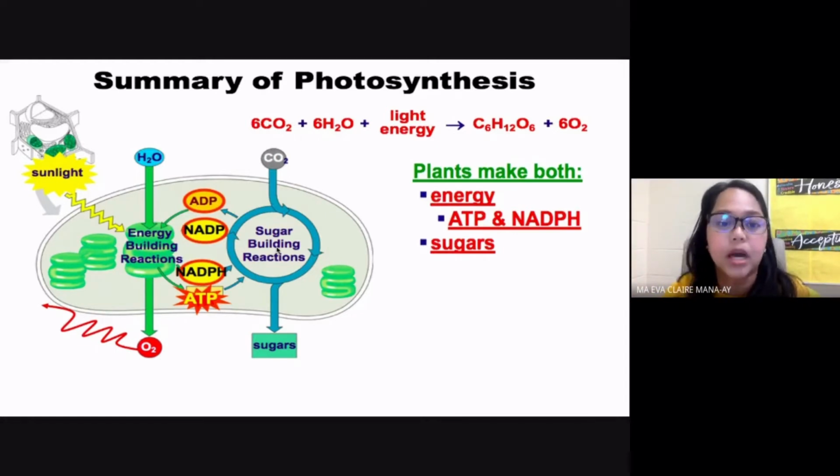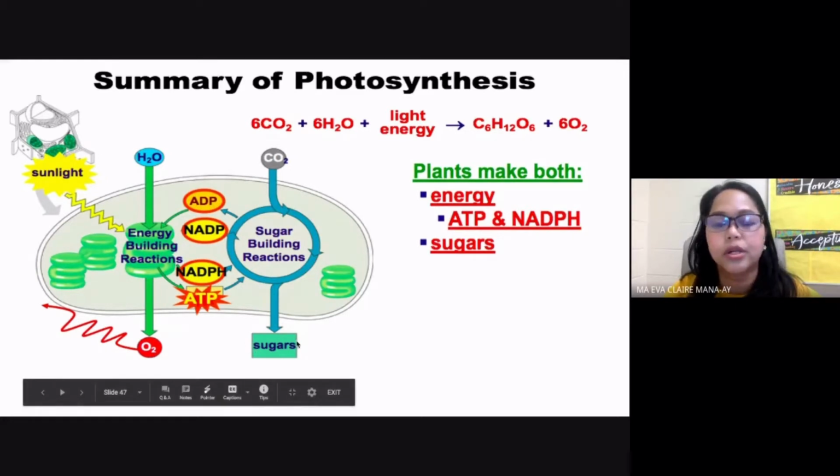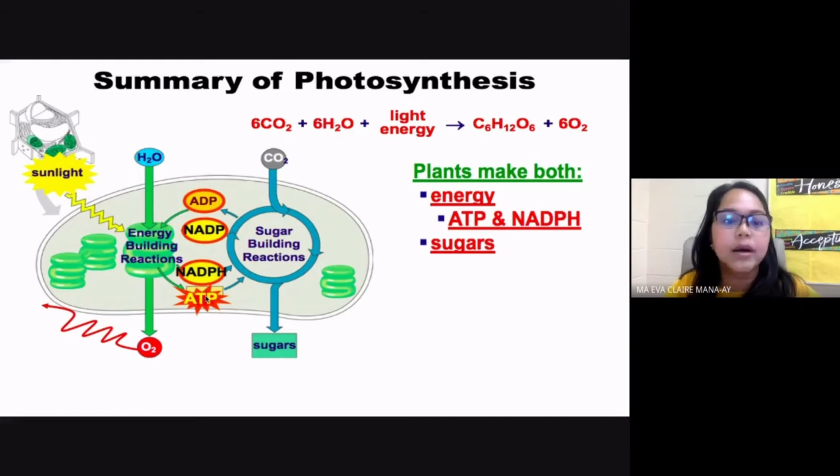Now again, your dark reaction changes carbon dioxide into the major product in photosynthesis, which is of course your glucose, C6H12O6. Now again, we said in your ATP, the energy is concentrated in the phosphate group. In your NADPH, the energy is concentrated in your hydrogen.